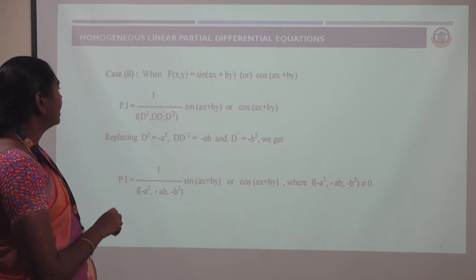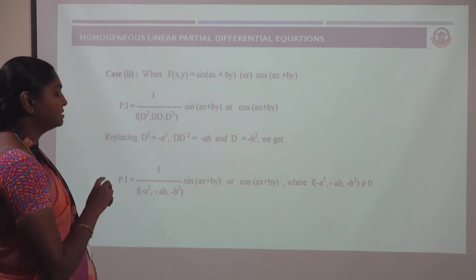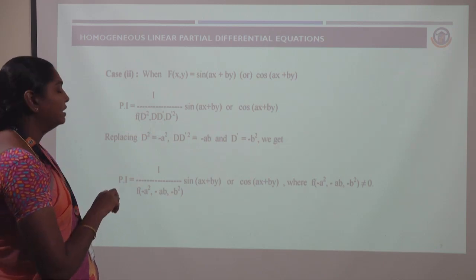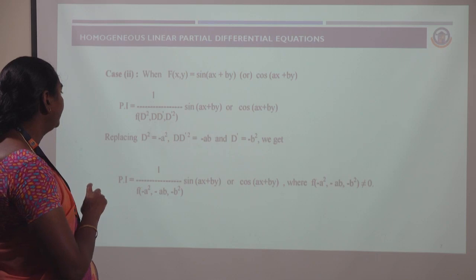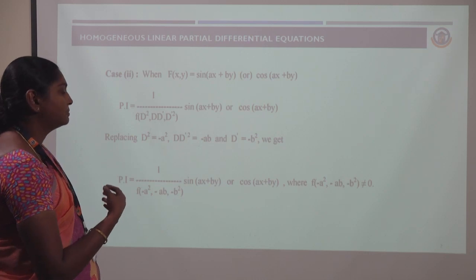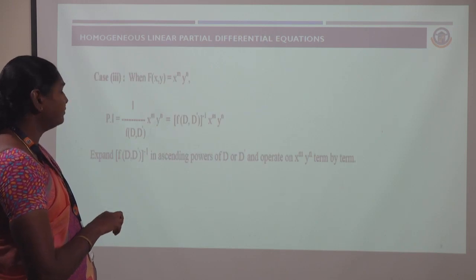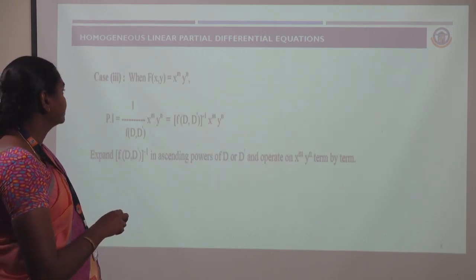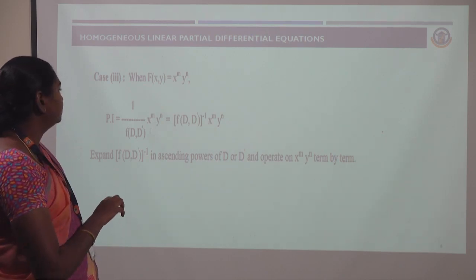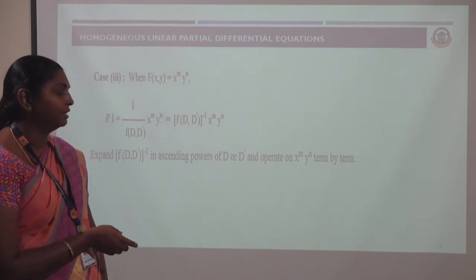For the second case we have f of x comma y as sine and cos. Sine and cos means we must replace D square as minus a square, D D dash as minus ab, and D dash square as minus b square. Then we get the denominator f of minus a square comma minus ab comma minus b square, that is not equal to 0. For the third case, f of x comma y is x power m and y power n. In that case we must convert it into f of D comma D dash whole power minus 1 into x power m and y power n.